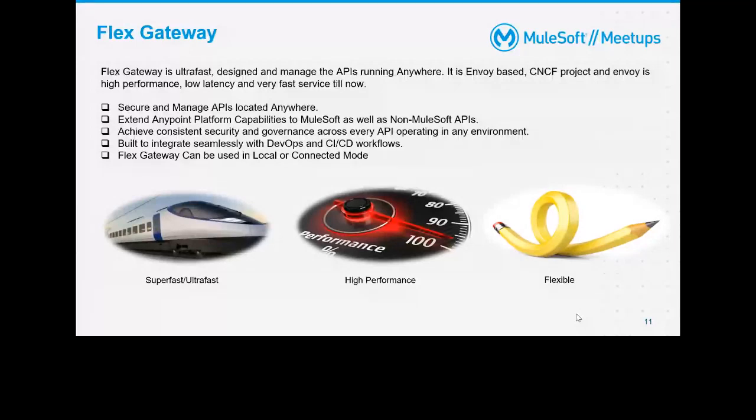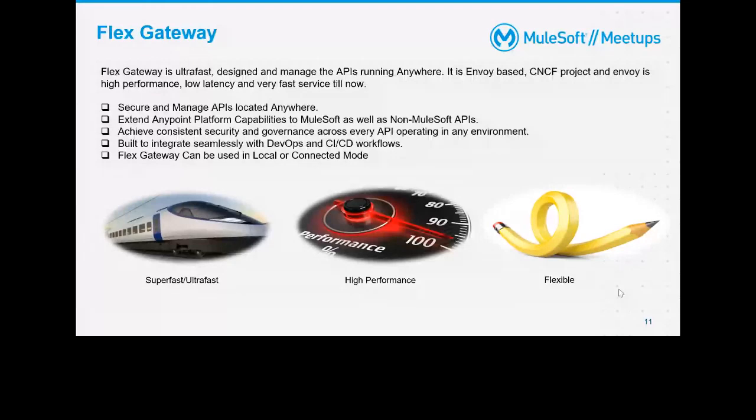So what are the advantages we get from Flex Gateway? You can secure and manage APIs located anywhere. You can extend the Anypoint platform capability to MuleSoft as well as non-MuleSoft APIs. You can apply API policies, see API telemetry, and apply API alerts. You can achieve consistent security and governance across every API in any environment. You can apply any out-of-the-box policy, such as JWT validation, basic authentication, IP allow list and IP block list.